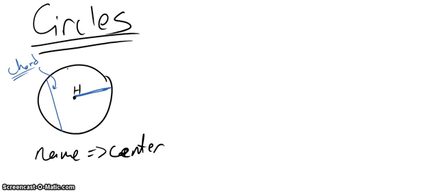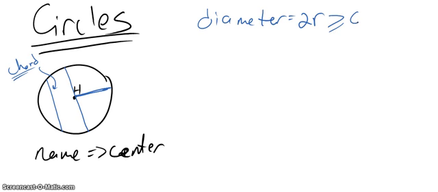And we have a special chord, this one. If it goes through the center, it's called the diameter. So we have to know that the diameter equals 2r, 2 radius. It's also 2 radii. It's also a chord, and it's the longest chord in the circle. The longest chord in any circle is the diameter. There's no line longer than that in the circle. Okay.